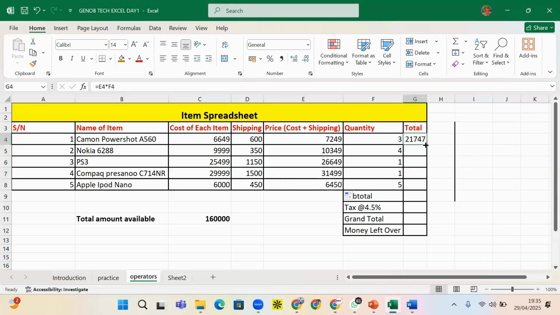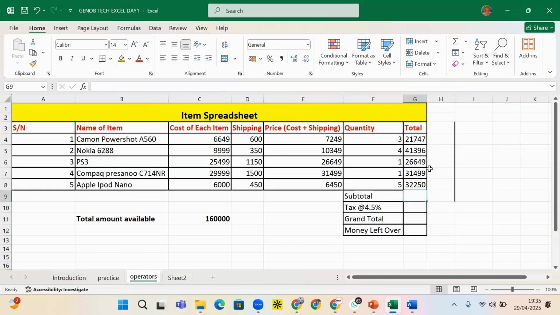In the same vein, I will do that for this. I want to multiply all of them again. I can use the fill handle and drag down. If I don't want to drag down, I can just double click here. It will copy it. You see, it copied it throughout the table. I delete this.